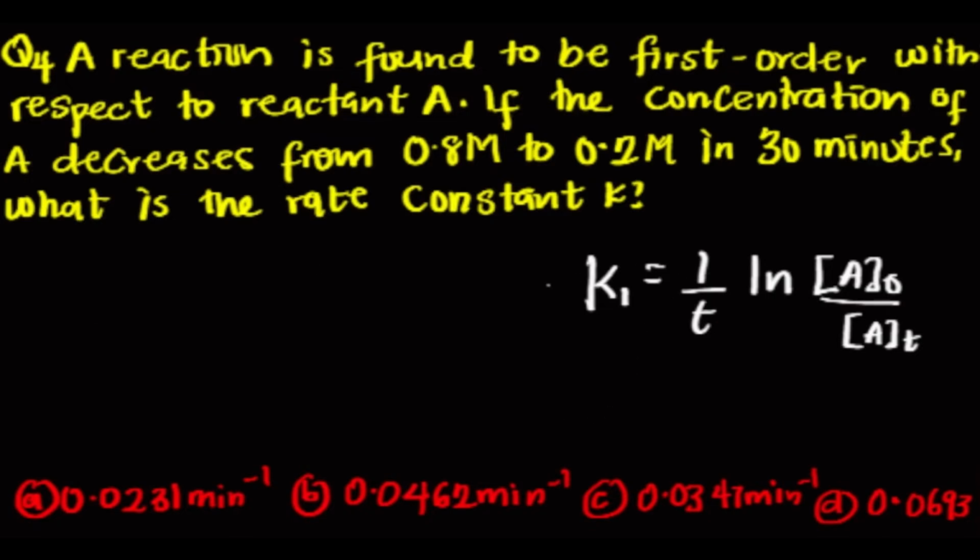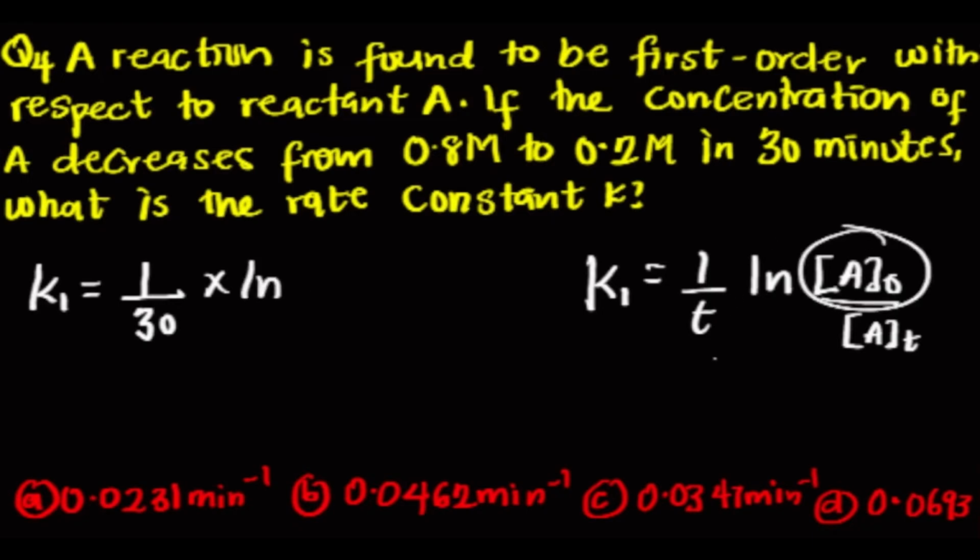From there, we have to calculate the constant. k1 is equal to 1 over time. The time here is 30 minutes. Do I need to convert? No. So we have 1 over 30, multiplied by ln of the initial concentration, which is 0.8 because it decreases from 0.8 to 0.2, divided by 0.2. That's what you have to know.